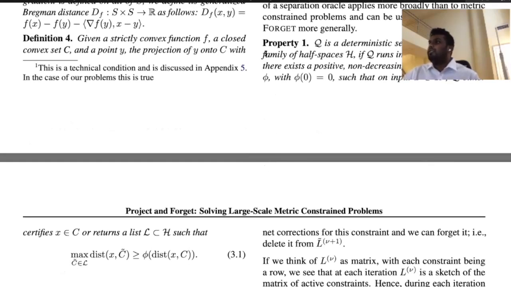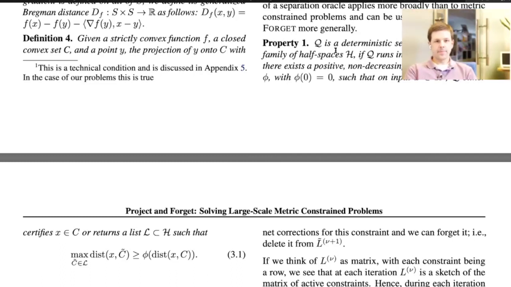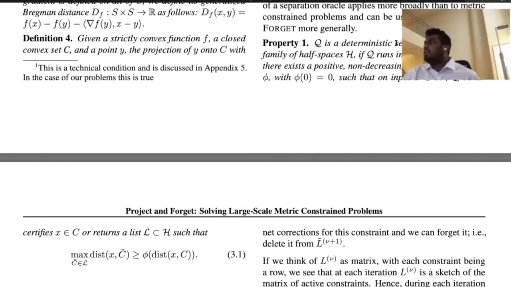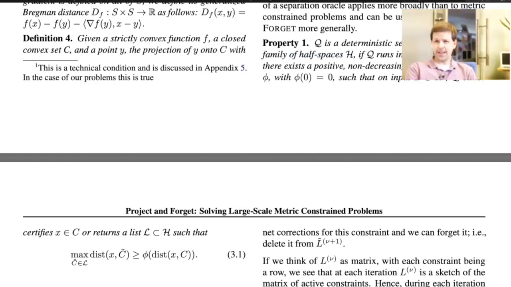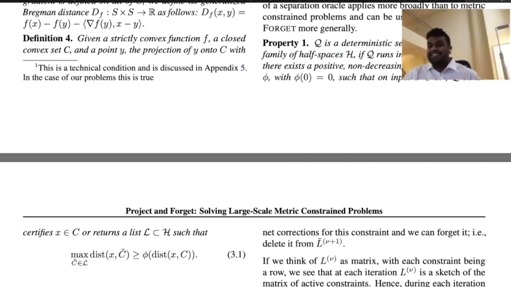So the first one is the deterministic oracle, for which we have a whole bunch of constraints, which are denoted by this family H. This Q has to run in polynomial time. And so can I ask about that? If you want to state something about the runtime, it's going to have to run in polynomial time, but do you really just mean fast? Yes. Okay. So the faster the oracle, the better.